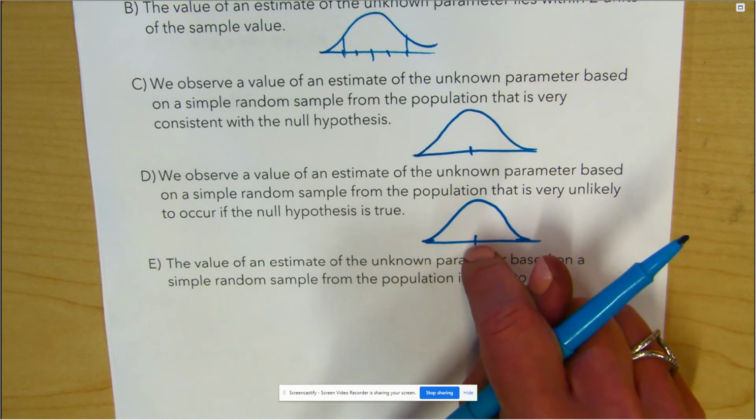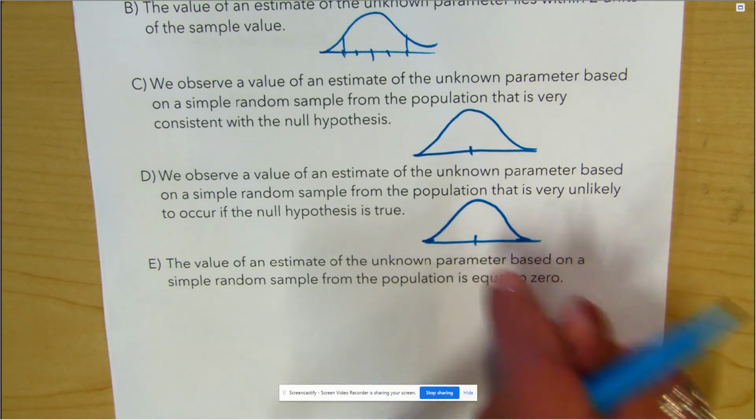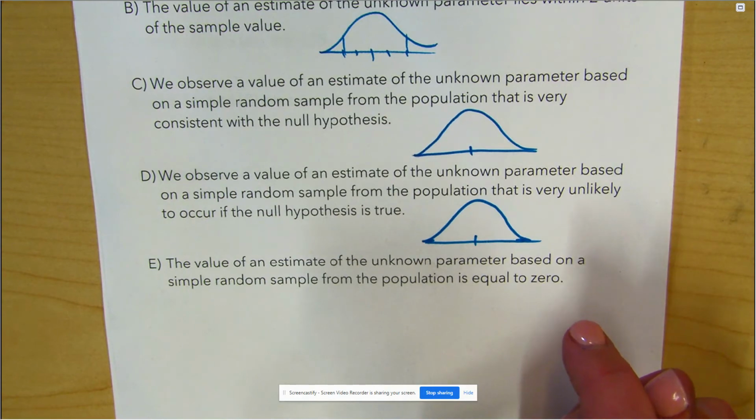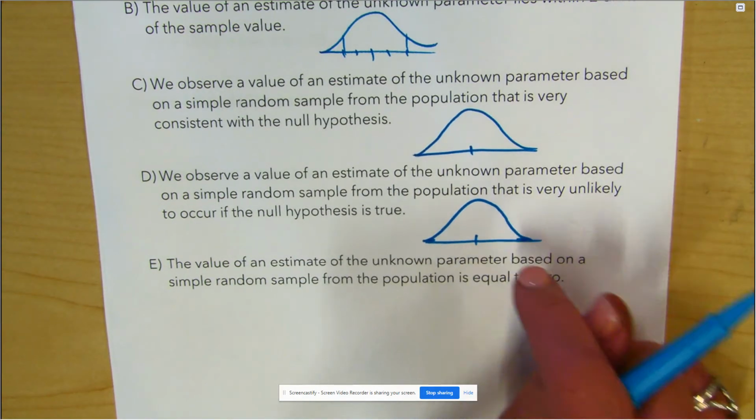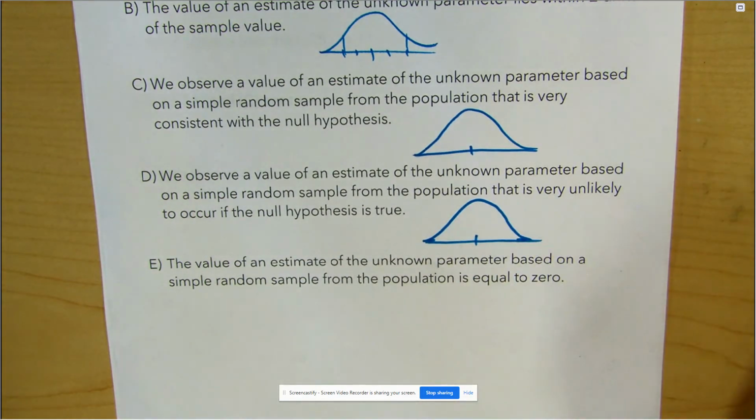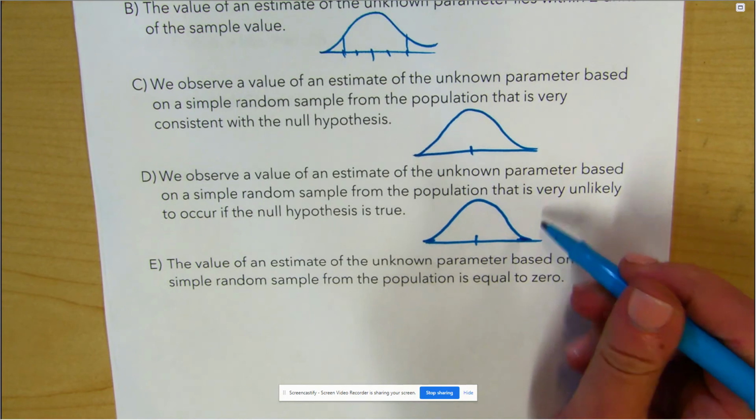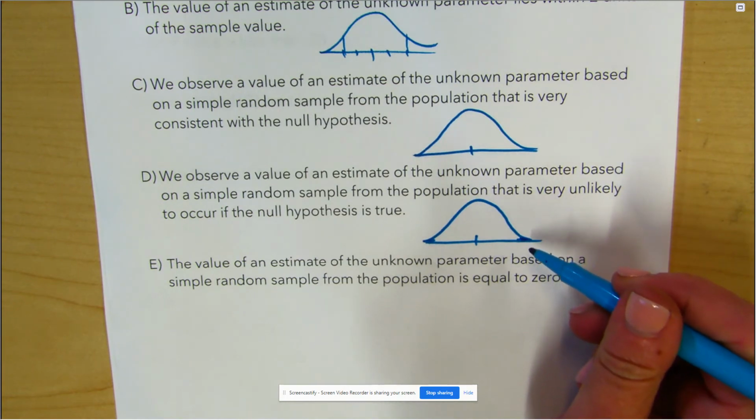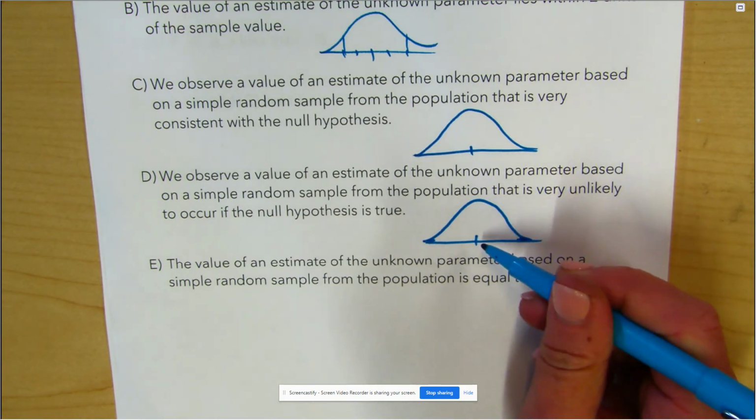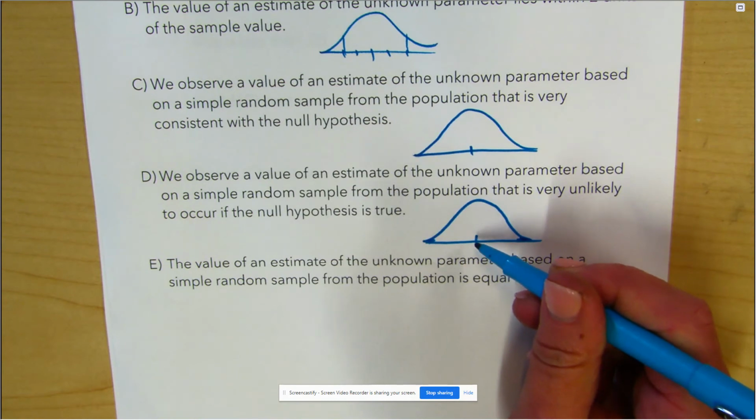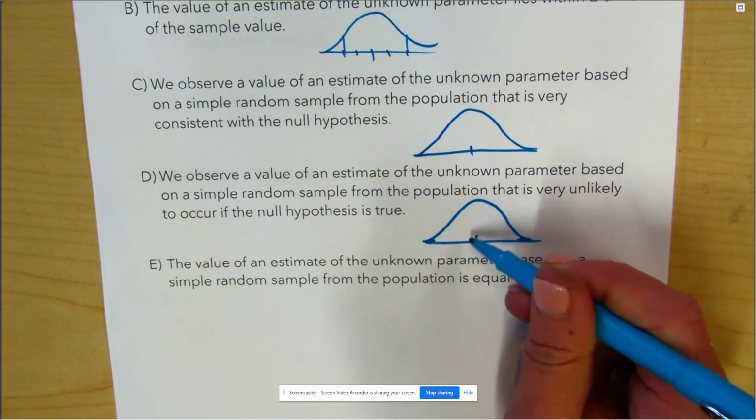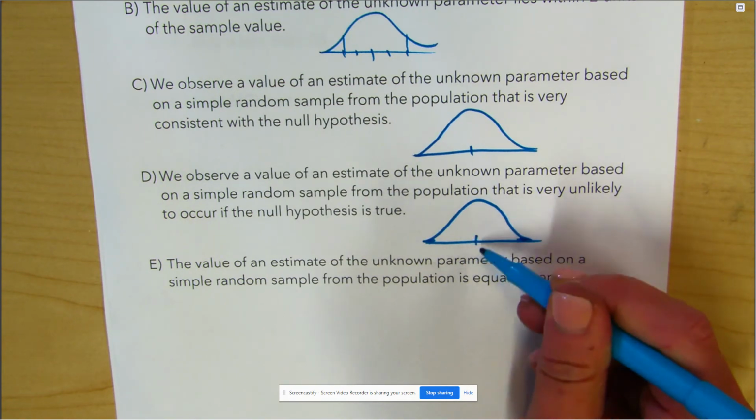So say the amount of cats that households at our school own is more than the population. If you're way out here, it's not that likely that you would just grab a sample. It's likely that our population of households at our school with cats is just higher over here. So we can reject this as the parameter for our school.